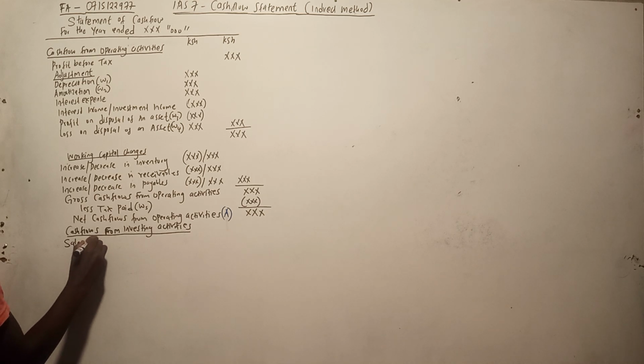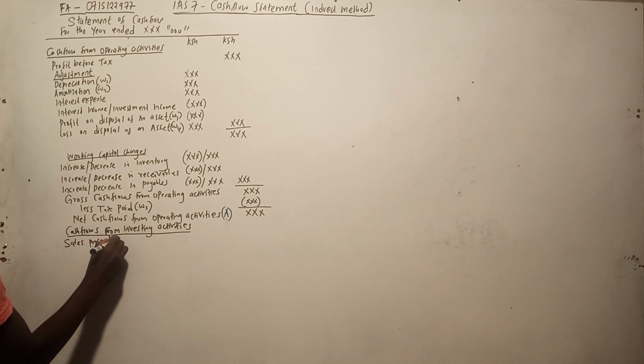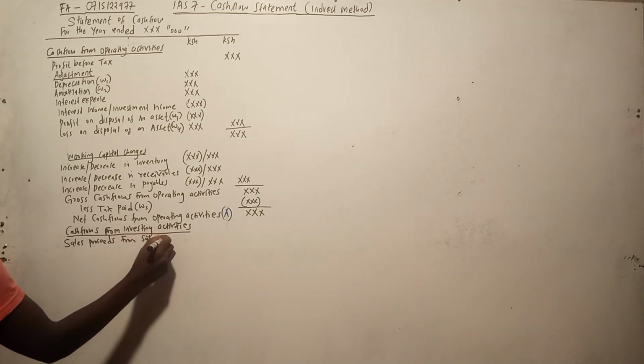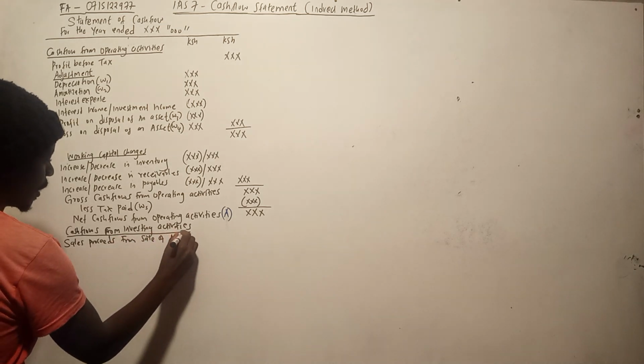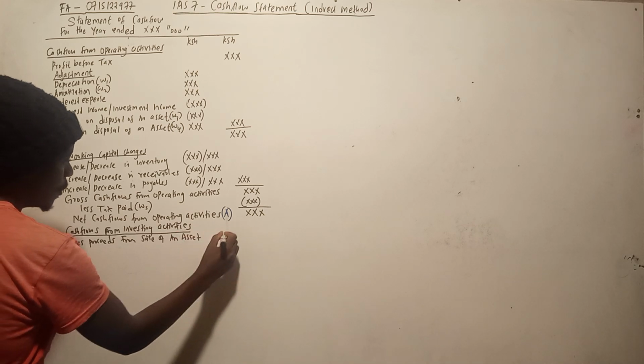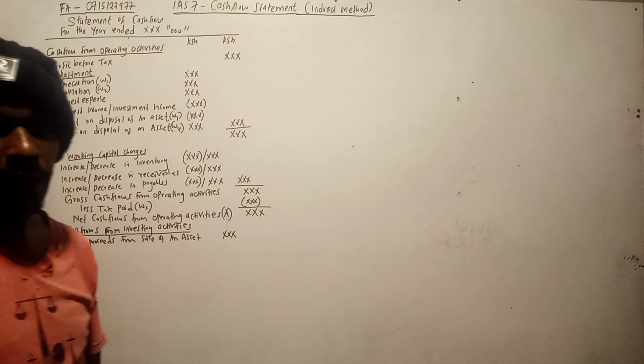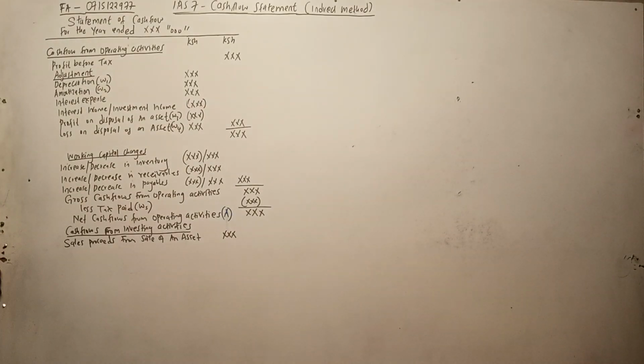Sale proceeds from sale of an asset. So that's an income. When you sell something, when you sell an asset, we expect to receive the amount. So that's an inflow, so we're supposed to add it.